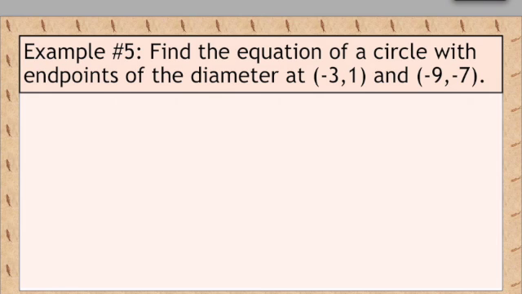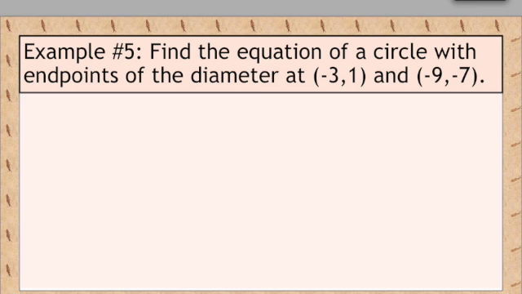Okay, so this one is probably one of the trickier problems. Here it wants you to find the equation of a circle, but it doesn't give you the center. It only gives you the endpoints of the diameter of a circle. So let's think about this really quick.